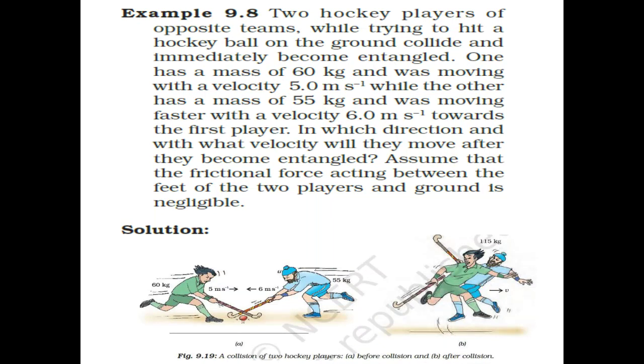So finally, this was before collision. Their separate masses and separate velocities have been given. And then after collision, they get entangled. Now they become a single system because these both are moving all together. So their mass will be the total sum of m1 and m2. So it is 115 kg. And the velocity will also be common because these both are moving together.